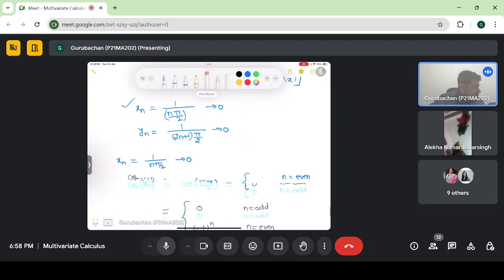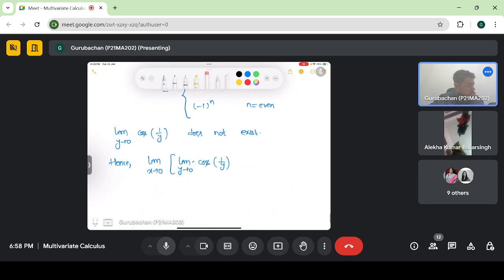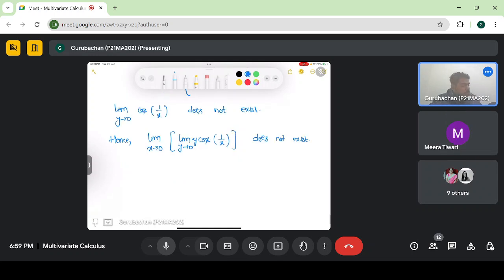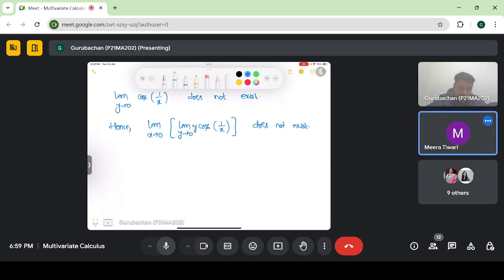Oh, I guess I have made some mistake. It was 1 by x, some typo. Here I have to take 1 by x, 1 by x into y does not exist. Okay. Sir, can you show this by epsilon delta definition?